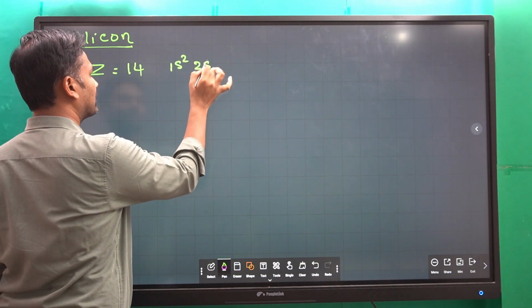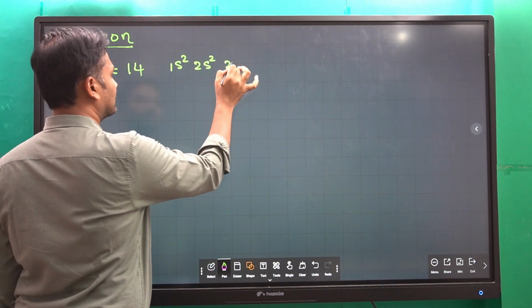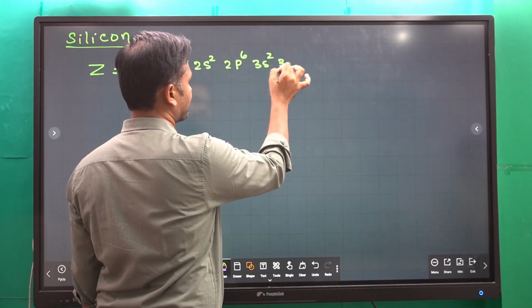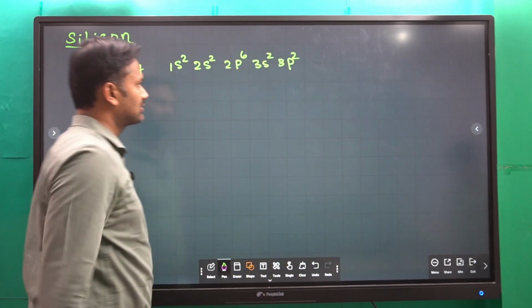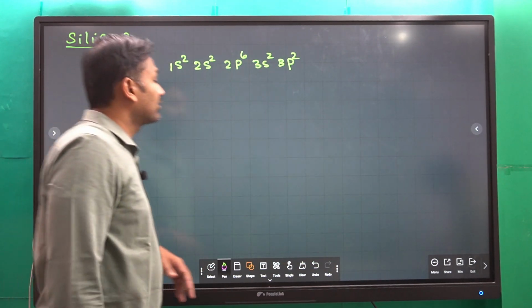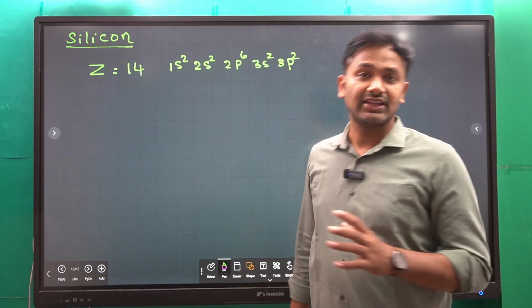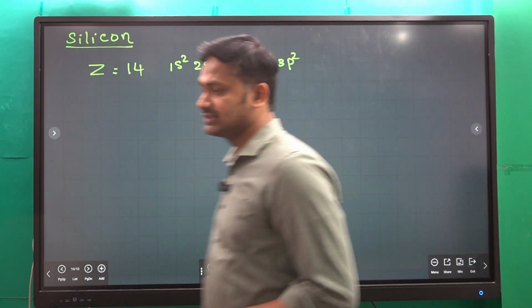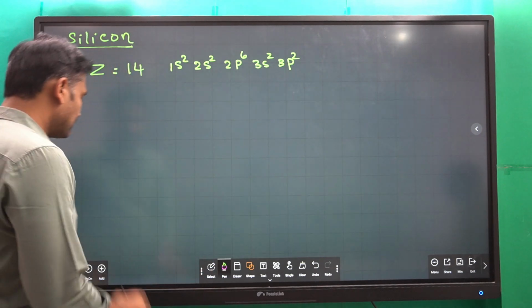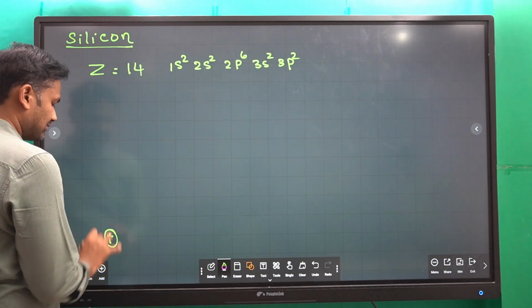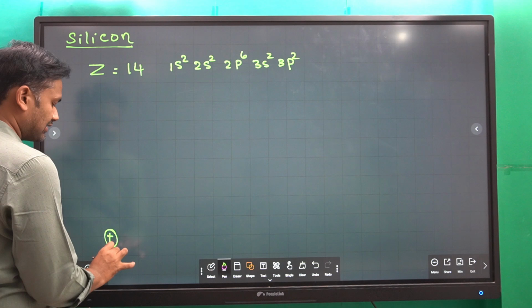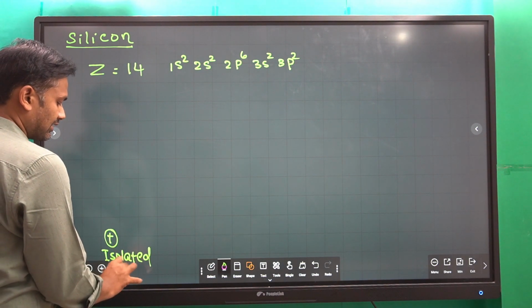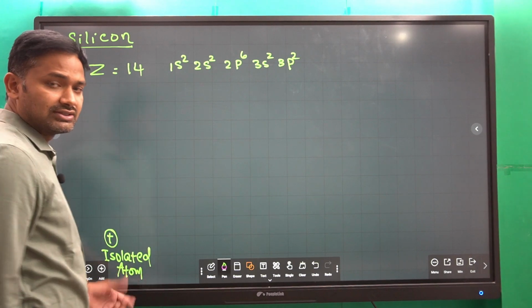1s2, 2s2, 2p6, 3s2, 3p2. So this is the electronic configuration for this silicon atom. Okay, now if you consider the isolated atom, this is the nucleus, this is the isolated atom of this silicon.